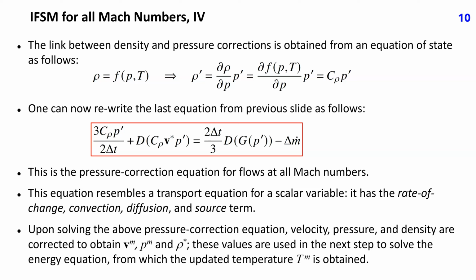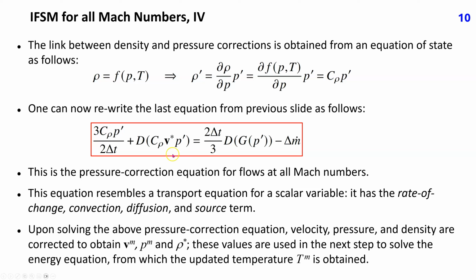The link between density and pressure corrections is obtained from an equation of state. Density is in general a function of pressure and temperature. To relate density correction and pressure correction, we express the density correction as the derivative of density with respect to pressure times pressure correction as follows. The partial derivative of density with respect to pressure is denoted as C rho. It depends on the equation of state. One can now rewrite the last equation from the previous slide as follows. This is the pressure correction equation for flows at all Mach numbers.